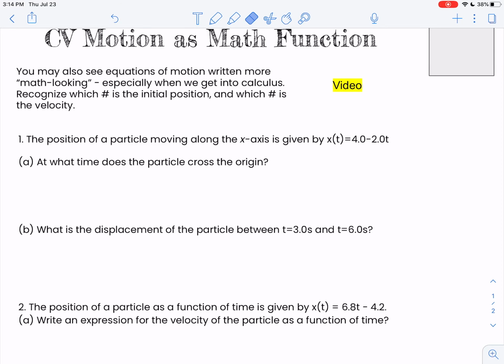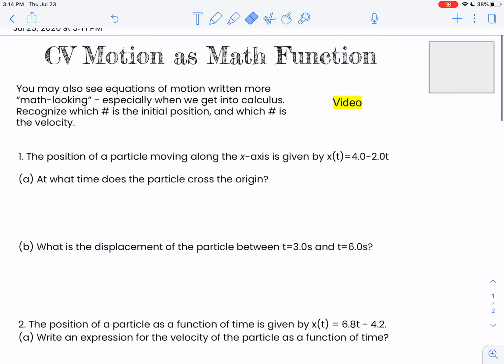Okay, so this is how to write motion looking more like a math function. All right, so we have been writing it like this, which I would say looks very physicsy. But we can also write that in terms of a function. So x final is just a way to say the position at a certain time, and that would be more of a function format that you might see in math. So x as a function of time is the velocity times the time plus the x naught.